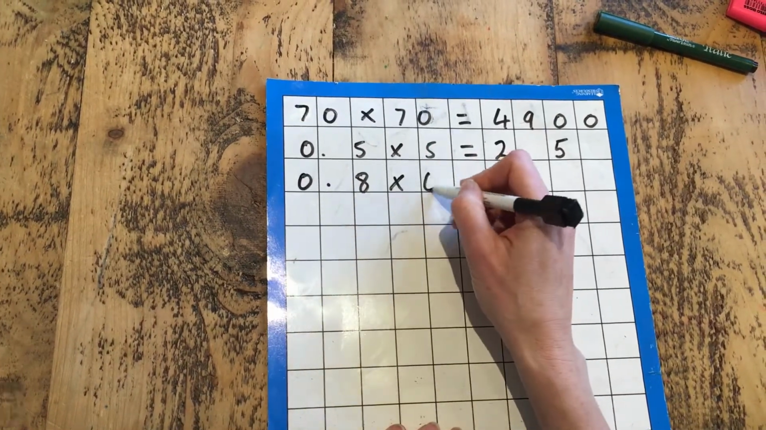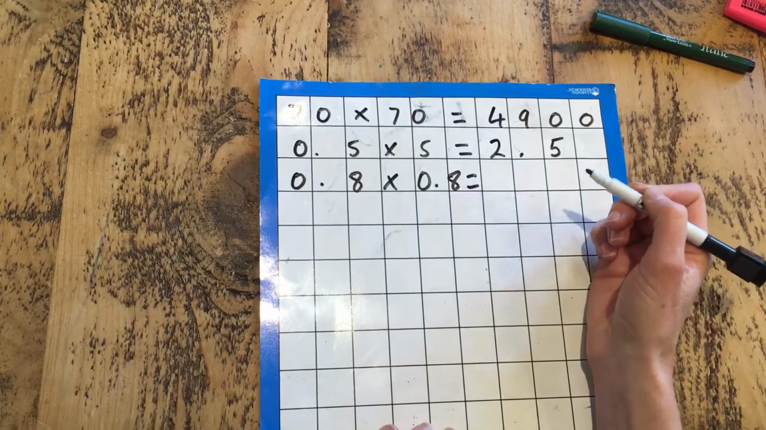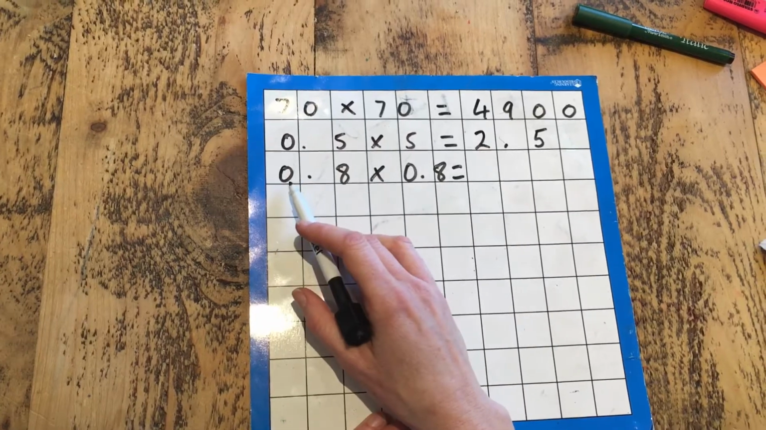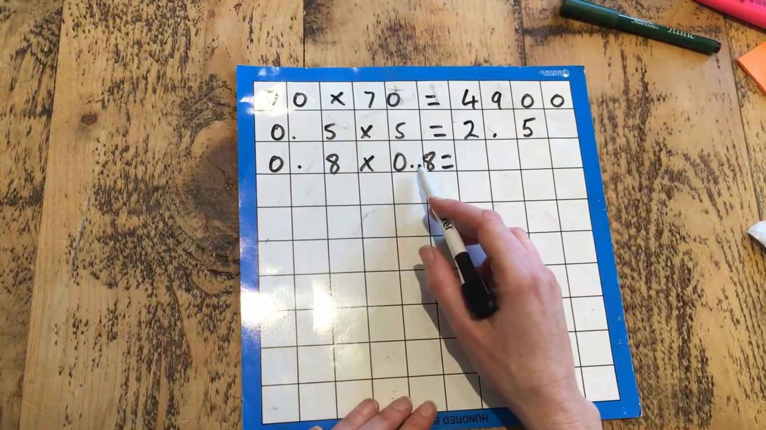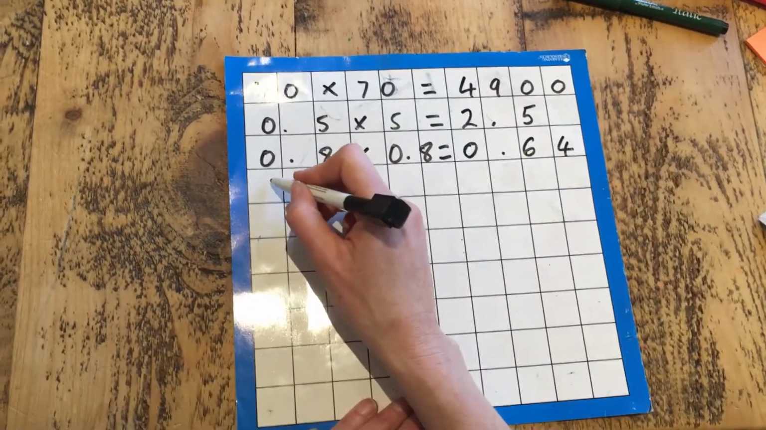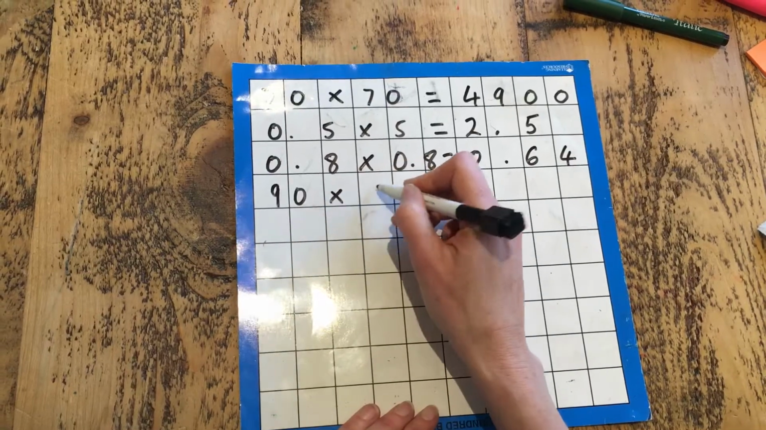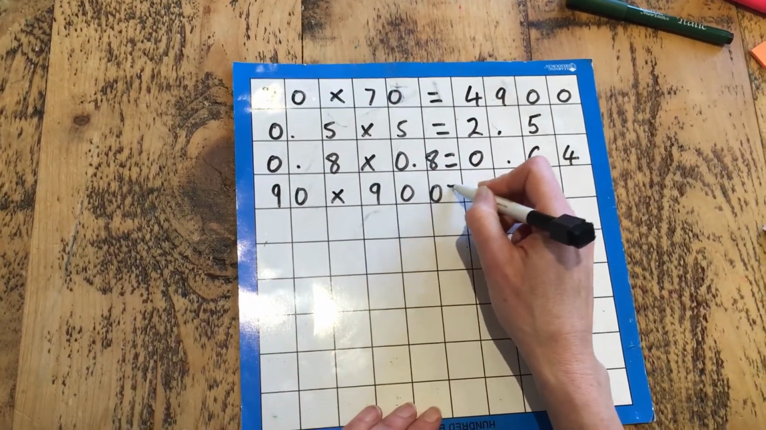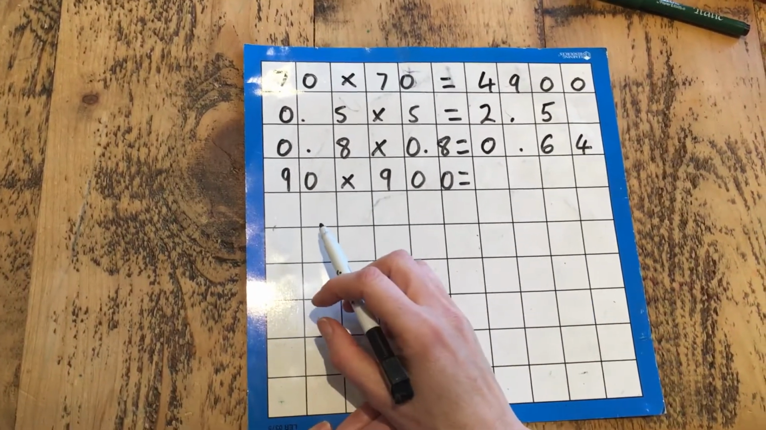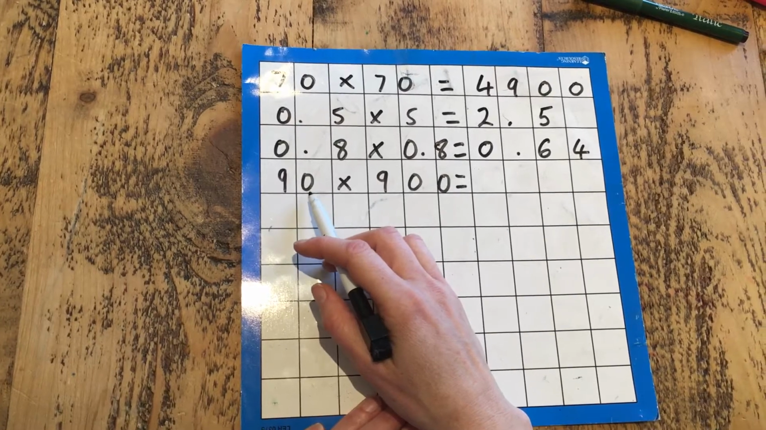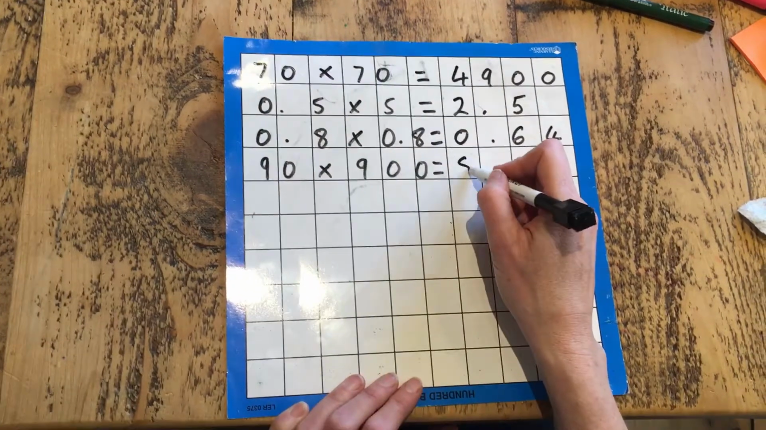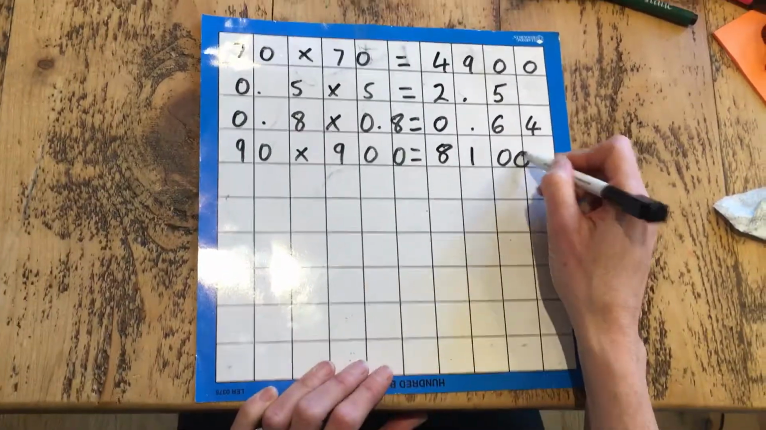0.8 times 0.8. 8 eights are 64. 10 times smaller is 6.4. 10 times smaller again is 0.64. And the last one of these, 90 times 900 equals 9 nines are 81, 10 times larger is 810, 10 times larger, 8,100, 10 times larger again, 81,000.